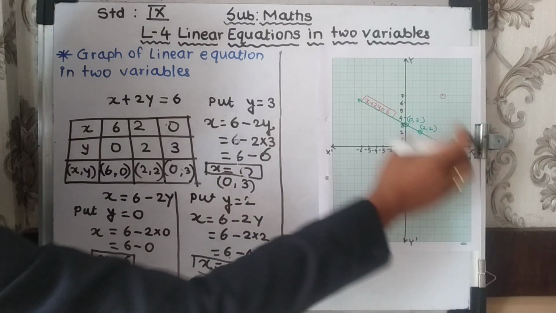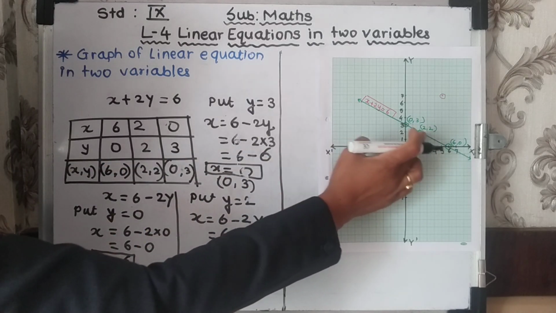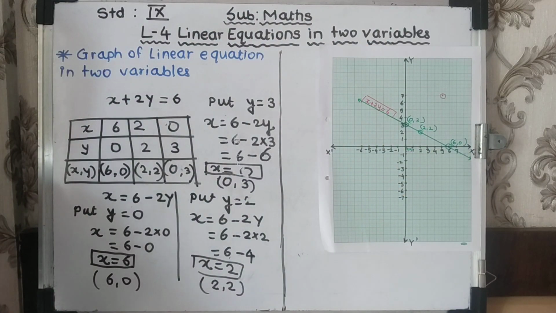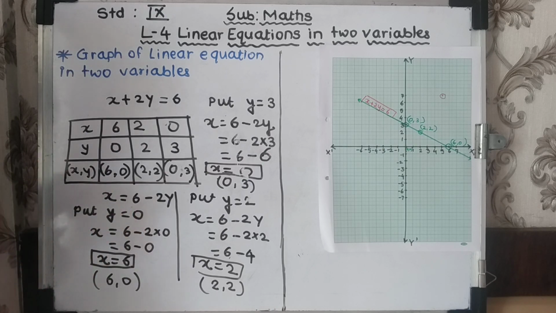It shows a straight line. Line means linear, right? And the power is equal to 1, we say, right? Instead of plotting 2 points, you can also plot a third point, to check whether it gives a straight line or not. Sometimes it is better to take the value of x as 0 and then get the value of y, and likewise y equal to 0.